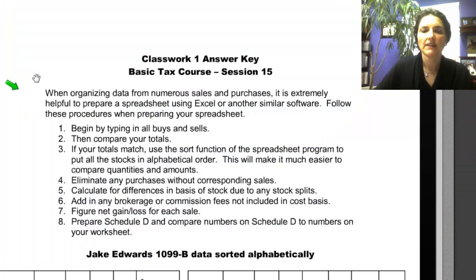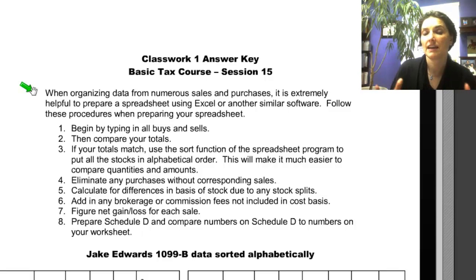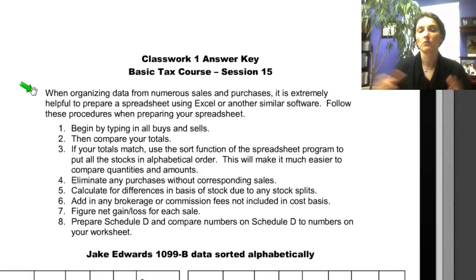So I have up in front of you now the answer key for classwork assignment number 1 for session 15. And of course this assignment involves preparation of Schedule D and Form 1040 for Mr. Jake Edwards. The starting point for this type of exercise is to organize the information contained in his tax situation. In this case, of course, it's a problem on a page, but if you had a real live client in front of you with a whole bunch of tax statements showing different types of capital gains, really one of the starting places could be to do an Excel spreadsheet to match everything up.